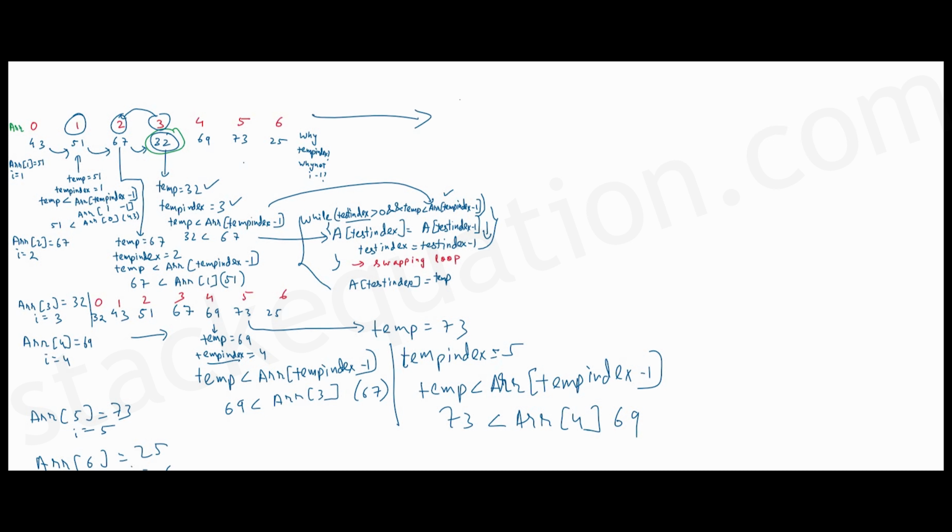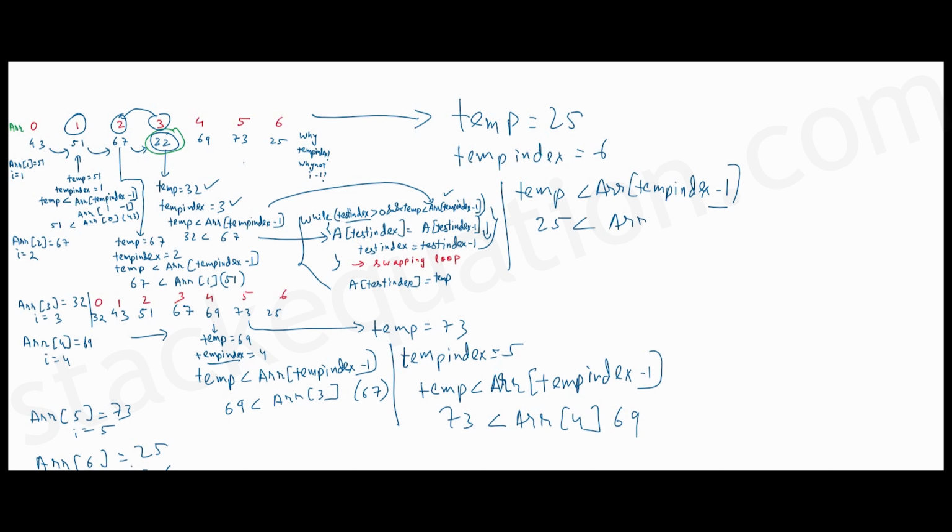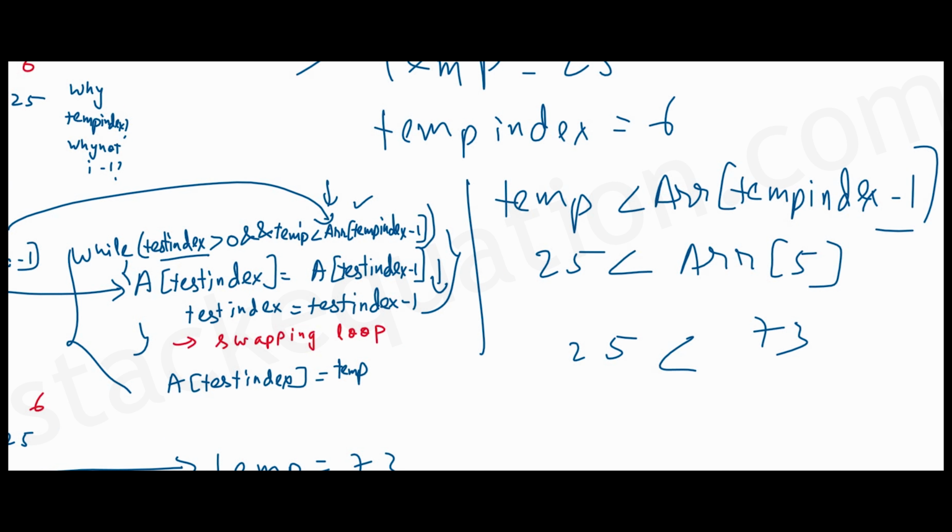At I is equal to 6, temporary is 25, temporary index is 6, and is temporary less than array of temporary index minus 1? So temporary is 25 and array of temporary index minus 1 is array of 5, right? Array of 5 is 73. So 25 is less than 73. So now it will enter inside this loop here.